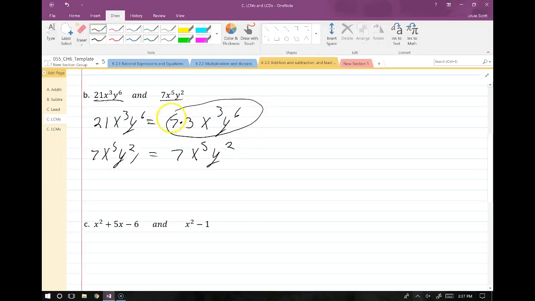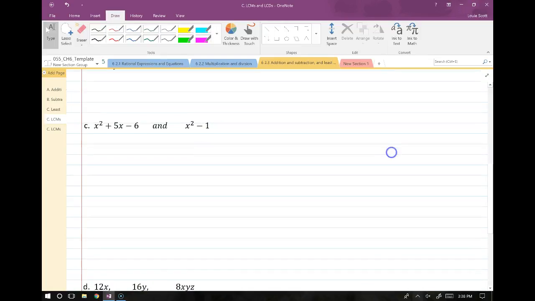So I'm going to circle this one because it looks like it contains more factors. 7 times 3 times x cubed, y to the 6th. I'm only missing two factors of x because this one has three and this has two more than that. So all I need to do is bump the number of x's up by two. Make this a five now. I have six y's already. I only needed two from this bottom, so I don't need to change anything. All I need to do is adjust the x's. So the LCM of these is 21 x to the fifth, y to the sixth.